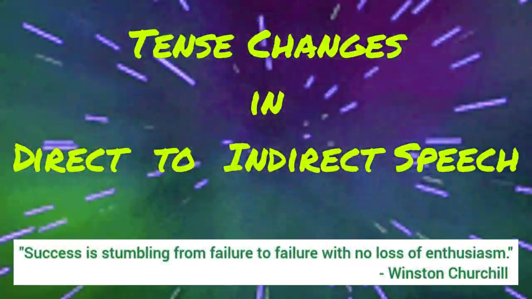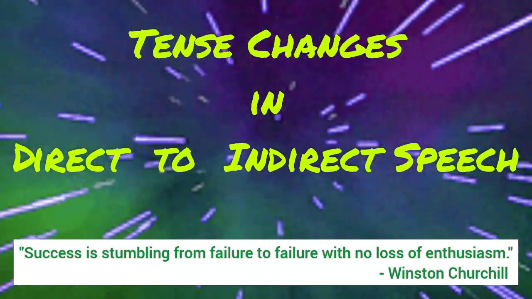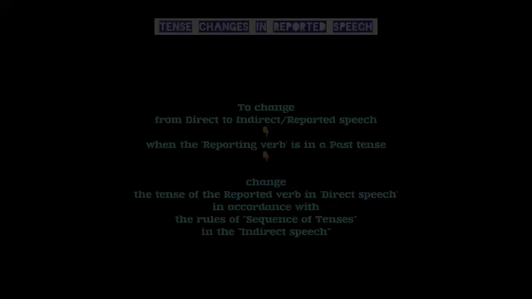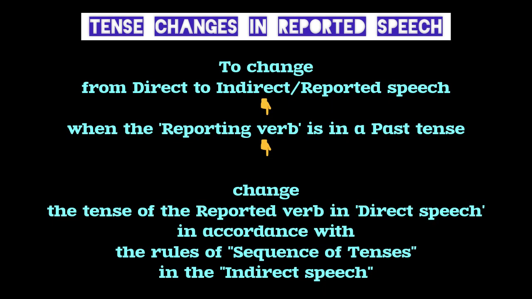Today's lesson is tense changes in direct to indirect speech. You see, we know that while changing from the direct to the indirect narration, we have to change the tense of the reported verb if the reporting verb is in a past tense. The verb within the inverted commas or in the direct speech is known as the reported verb.